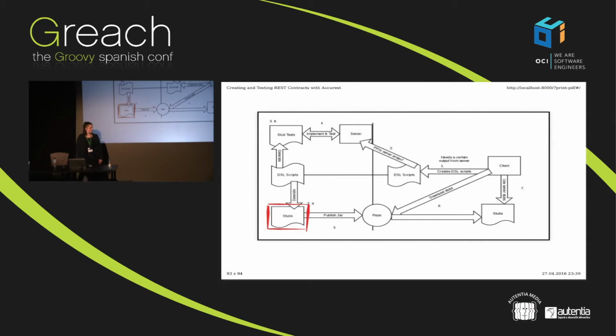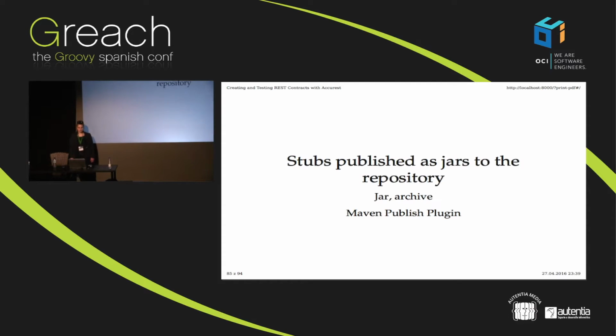So then what happens? These stubs are generated, the tests are passing, we can publish them. We can publish them to any repository, such as Maven repository. And this has to be done by the users alone. But that's very simple. At least in Gradle, you just use a jar task, and then you can use Maven publish plugin, for example, and these stubs will be published.